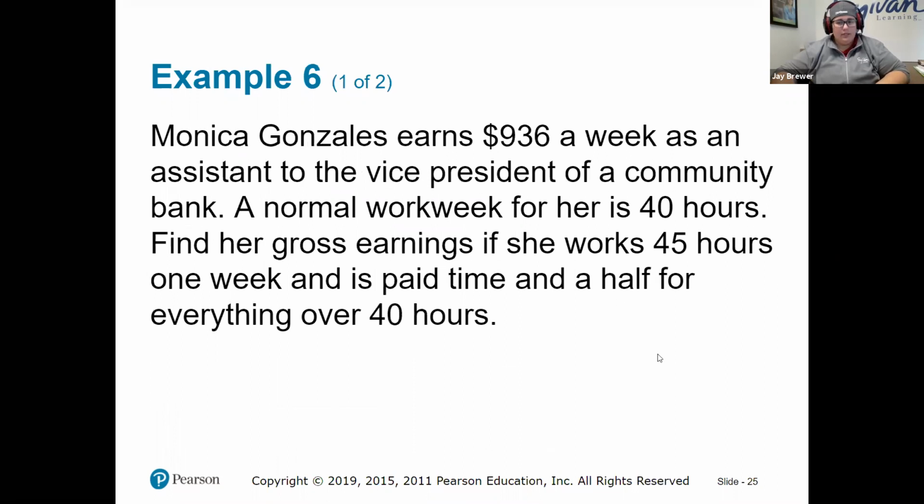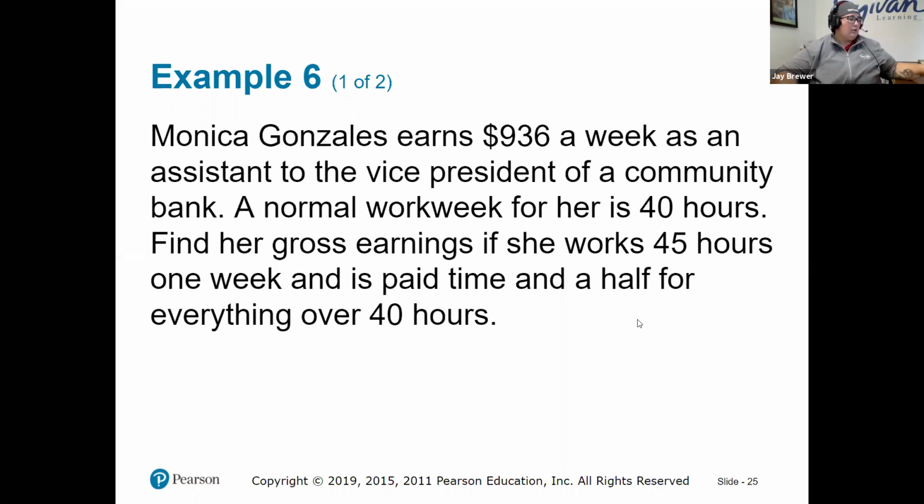I think this is the last example for this section. Monica Gonzalez earns $936 a week as an assistant to the vice president of a community bank. A normal work week for her is 40 hours. Find her gross earnings if she works 45 hours 1 week and is paid time and a half for everything over 40.